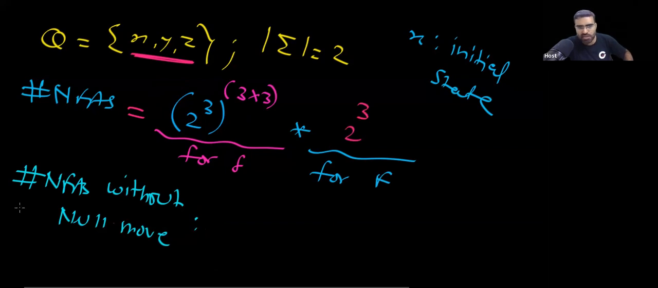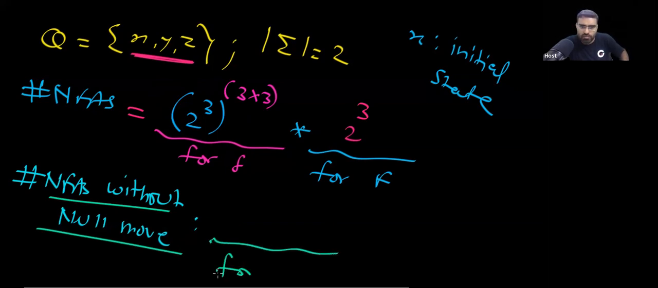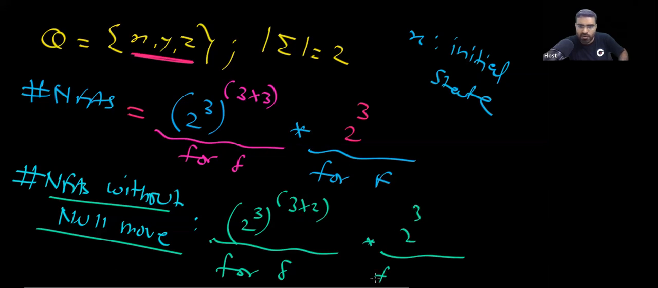Every state has 2 choices. How many NFAs without null move? That will be 2 power 3 multiplied by 2. Okay. And this will be same. That will be 2 power 3.